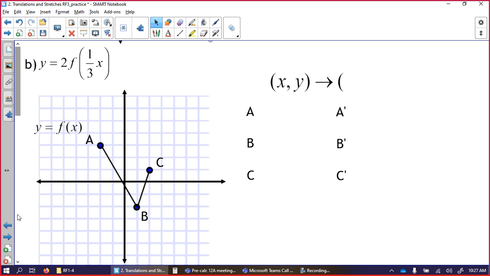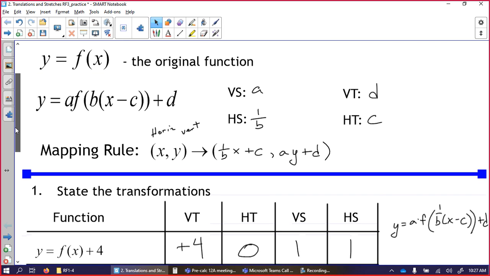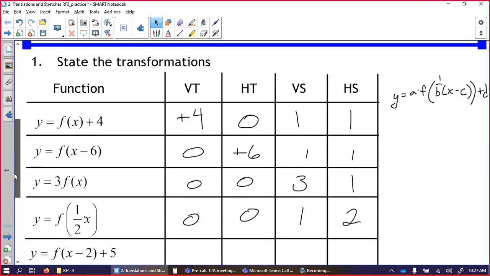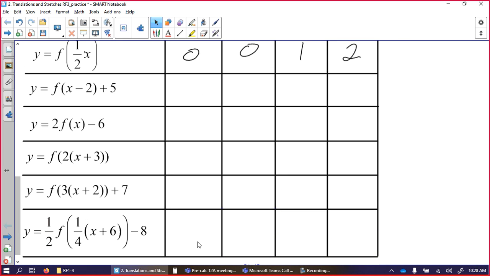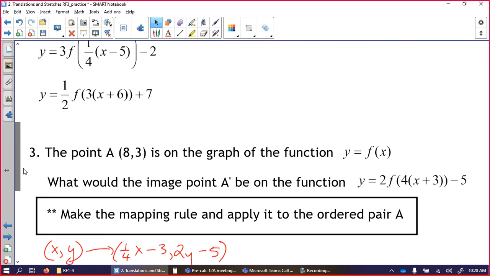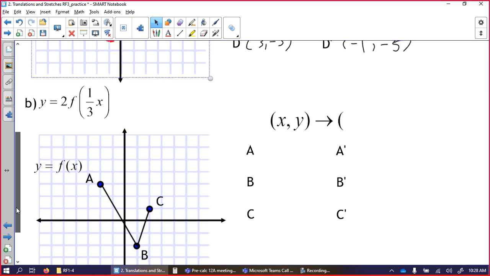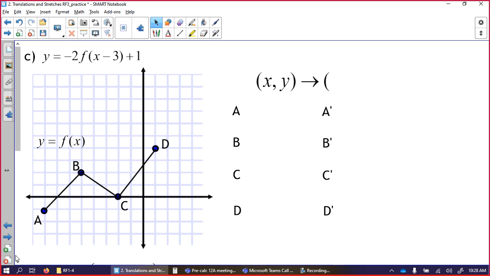After I hang up, I will go through and finish these, stating transformations, writing a couple mapping rules, mapping points, and drawing the new graphs. And that will be it for today.